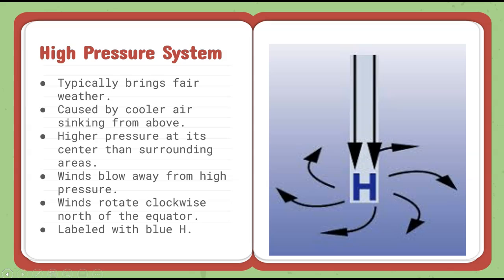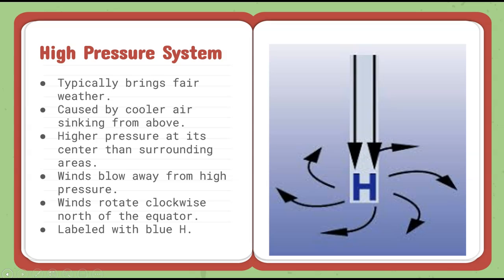High pressure systems are caused when cooler air is sinking from above. High pressure is the most at the center, where the air is the coolest and sinking the fastest. That is where the highest pressure is at. Winds blow away from a high pressure center, and they rotate clockwise in North America, or north of the equator. So it looks like, if you look at the picture to the right, they kind of curve, I guess you could say, to the left. And high pressure systems on a weather map are labeled with a blue capital H.